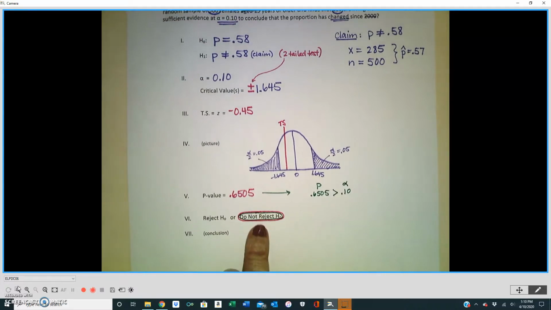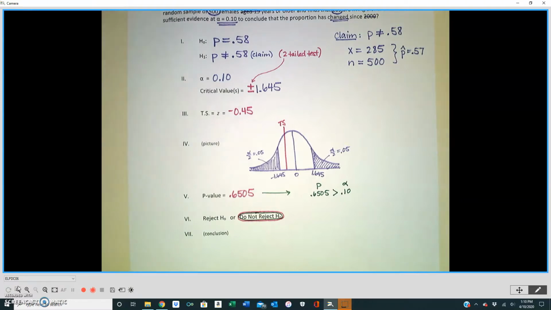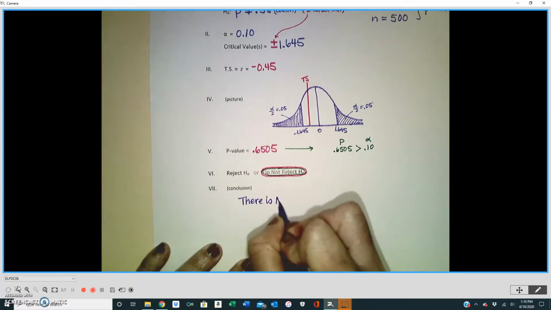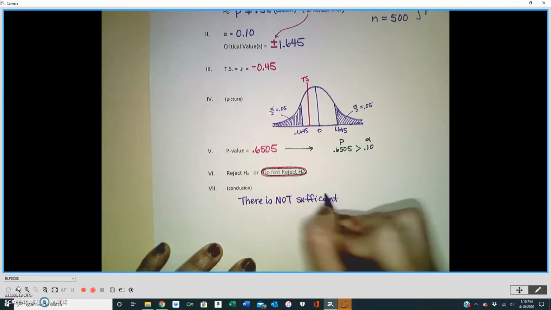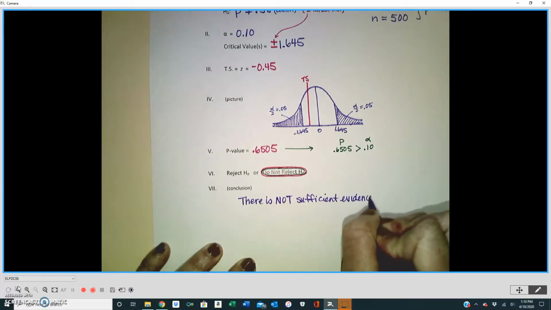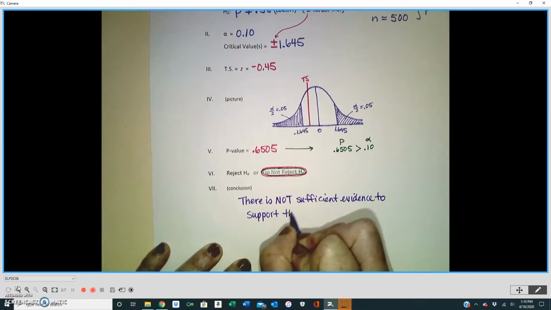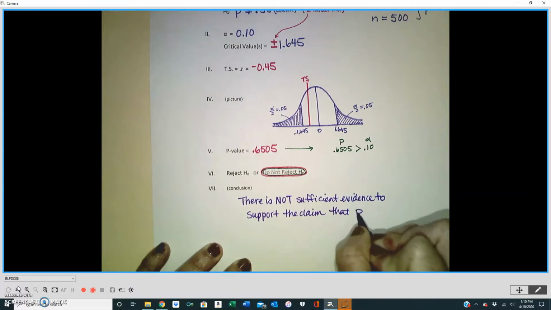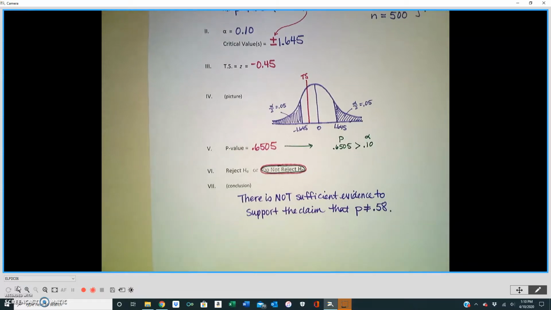If you do not reject H0, if you can't knock out this guy, you cannot support the claim. So we're going to say, again, there is not sufficient evidence to support the claim, or conclude, you can use that word, that the proportion has changed since 2000, or p not equal to 0.58. You just restate the claim right there.